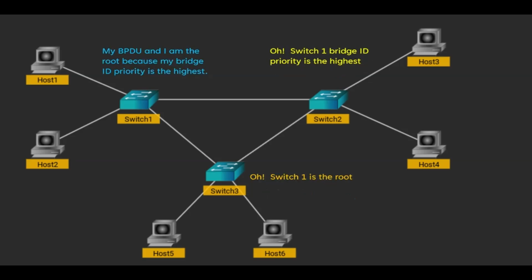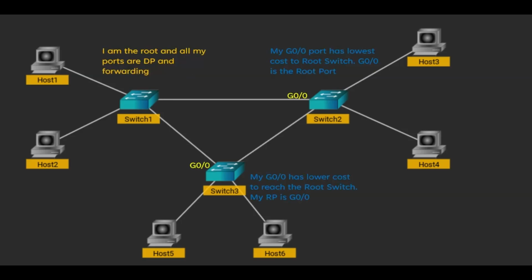Now we see that switches 2 and 3 elect switch 1 as root switch. Switches 2 and 3 are non-root switches. Now, switches 2 and 3 select root ports. Ports with lower root cost are selected as root port. In switch 2, gigabit interface G0/0 has the lowest root cost and becomes root port, RP. In switch 3, G0/0 has lowest root cost and becomes root port, RP. Port at the other end of the root port link becomes DP, designated port.